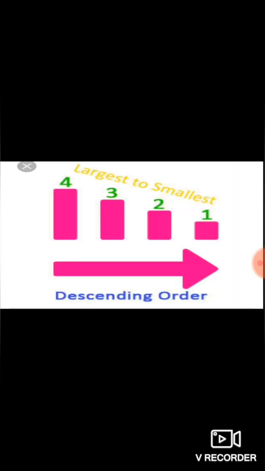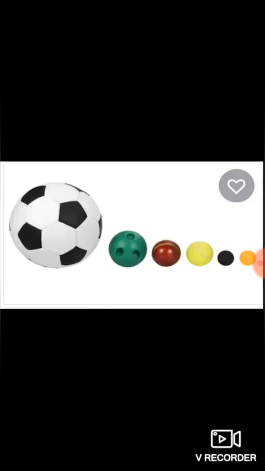Now look at this picture. Largest to smallest means सबसे बड़े से लेके सबसे छोटे तक. सबसे बड़ा नंबर 4, देन उससे छोटा 3, देन उससे छोटा 2 and 1 is smaller than 2. So which is the greatest number here? 4. And which is the smallest number here? 1. So it is called descending order.